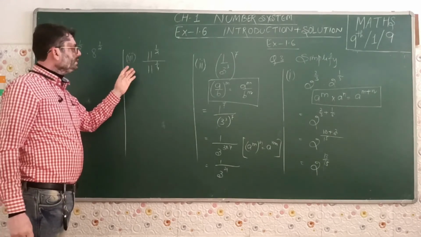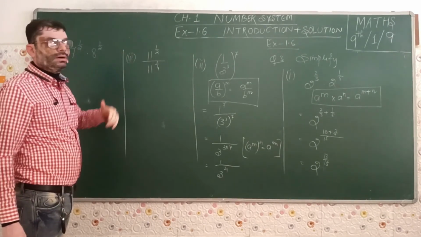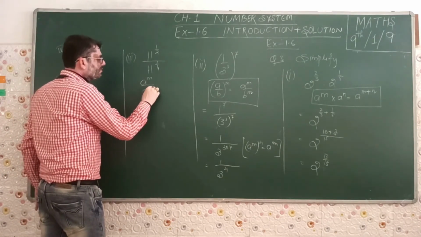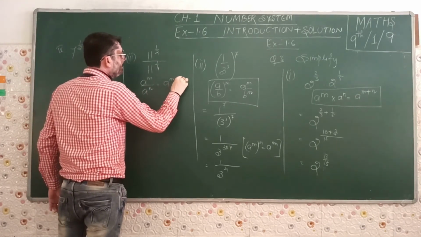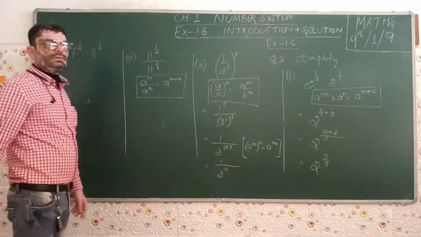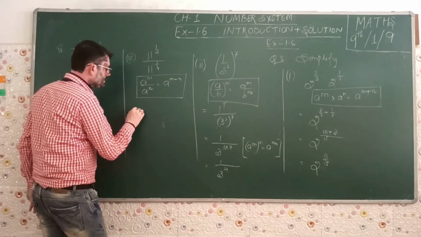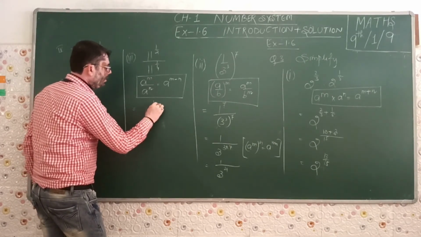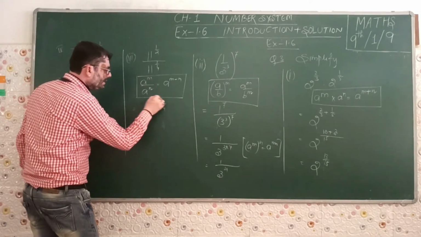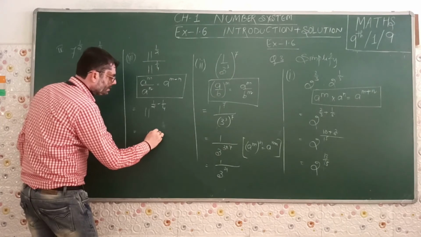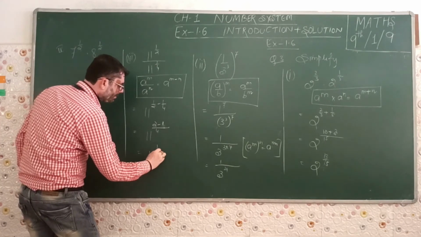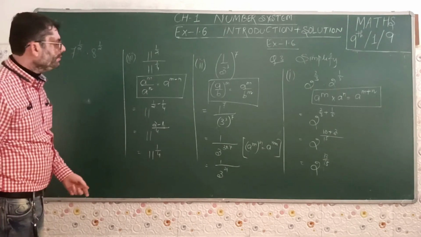Moving on to bit 3, next: 11 to the power half by 11 to the power 1 by 4. Again the law here is a to the power m divided by a to the power n is a to the power m minus n. If you see, we have a common base, and the powers are different. So continuing with the question, this can be written as 11 to the power 1 by 2 minus 1 by 4. Now the power is to be solved. 11 to the power, and the LCM being 4, this is 2 minus 1, and 11 to the power 1 by 4 is the simplified form.